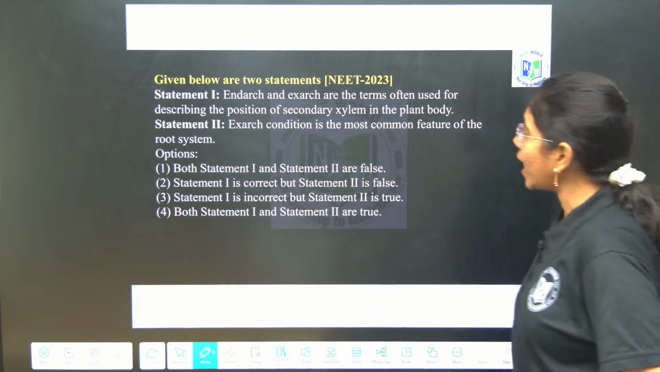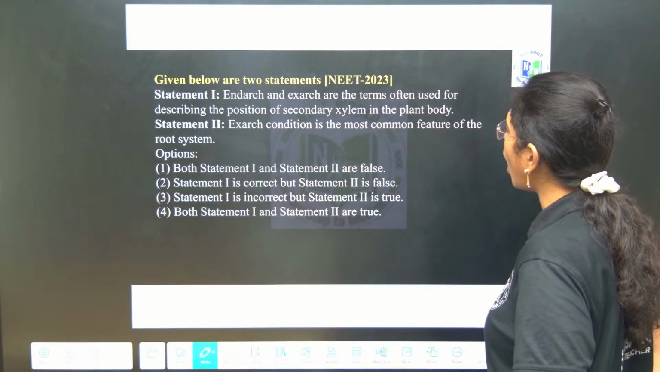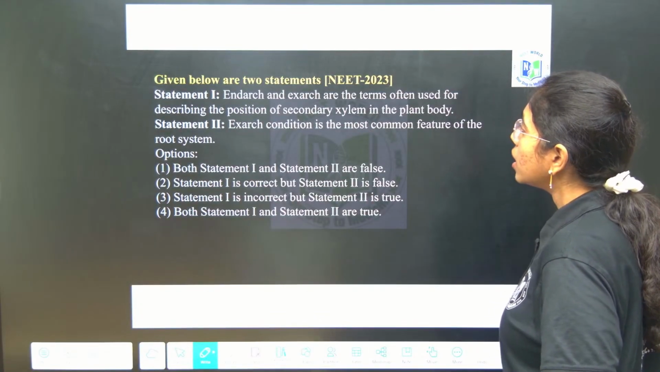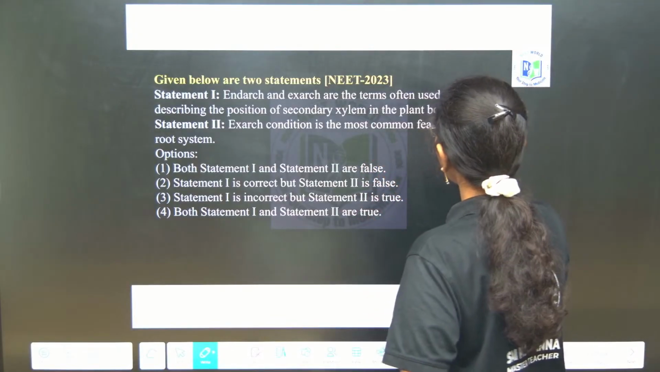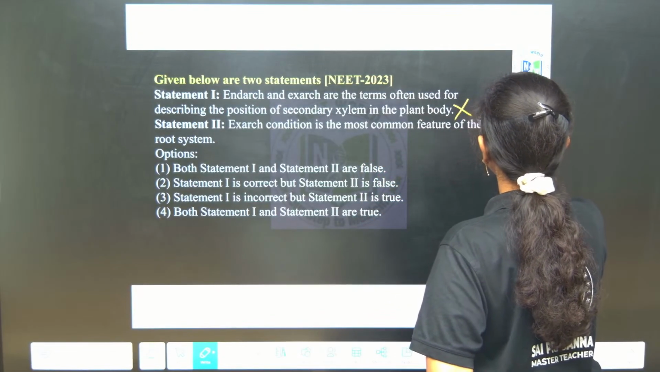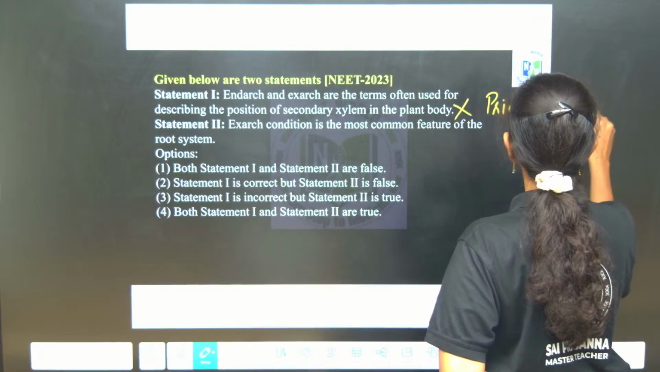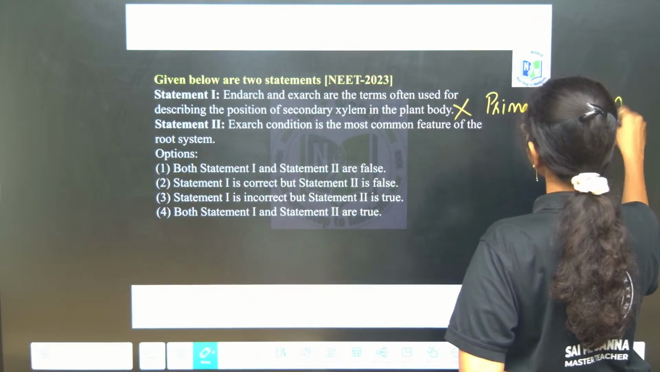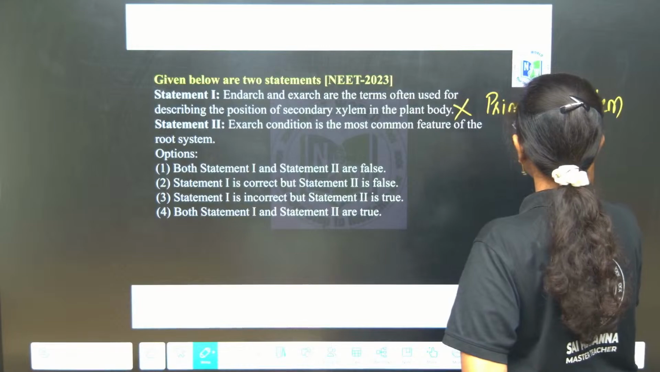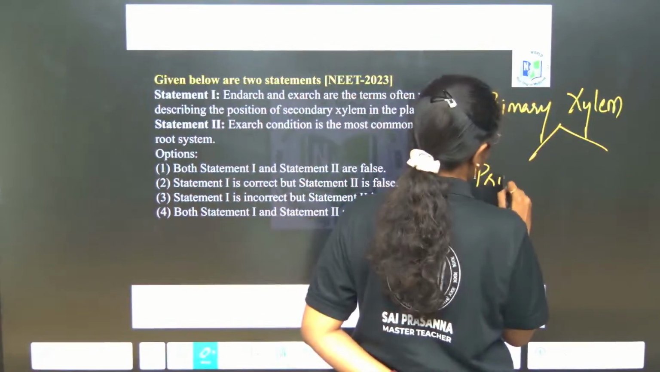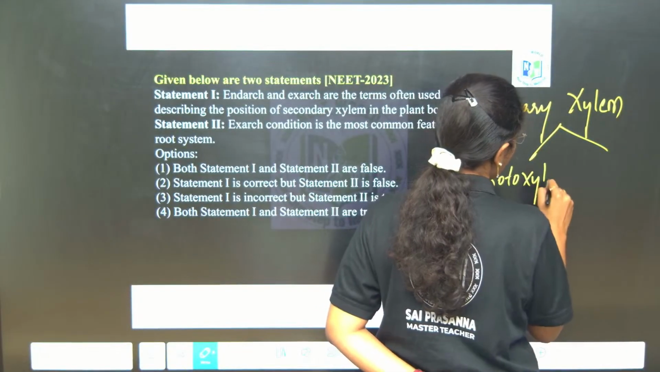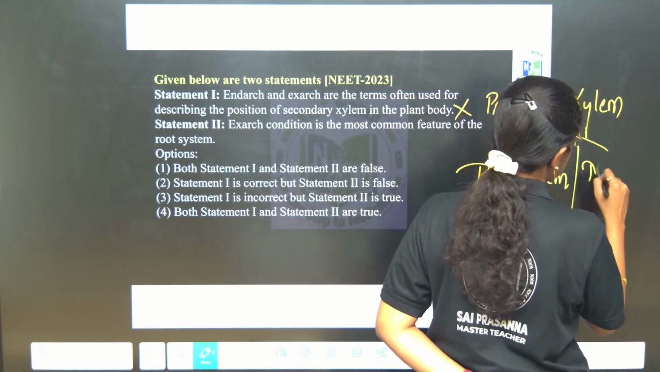Statement 1: endarch and exarch are the terms often used for describing the position of secondary xylem in the body. No, these are the terms often used to describe the position of primary xylem. In primary xylem, the initially formed xylem is called protoxylem. The matured one is called metaxylem.